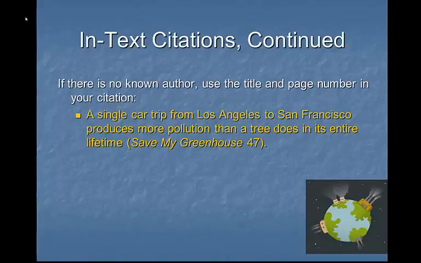Now, if there is no known author of your source, you're just going to use the title and the page number. So you see this example here, you have a sentence of information, and then in parentheses, instead of a name, you have this title and then the page number.